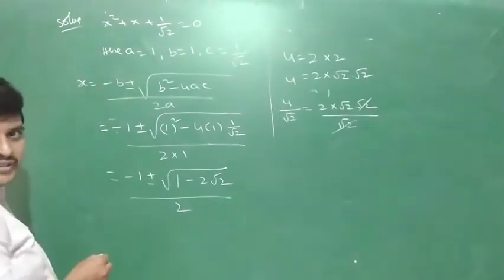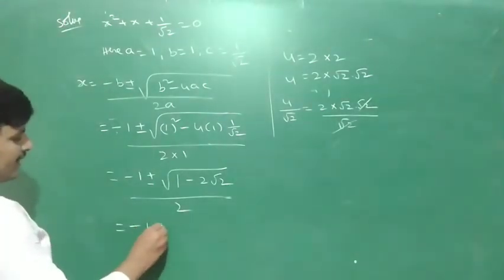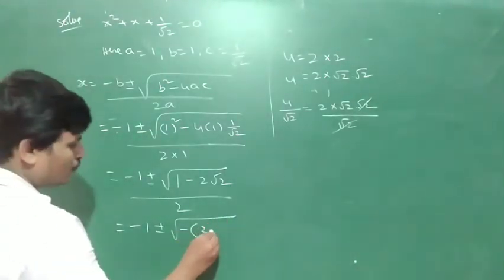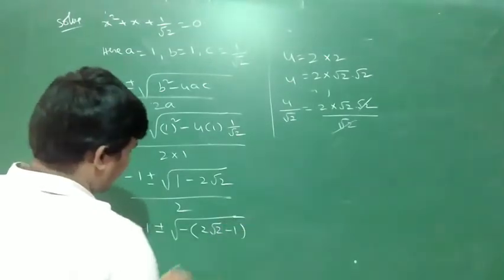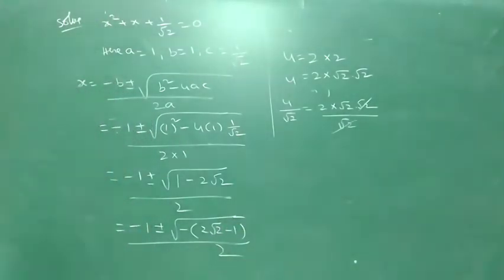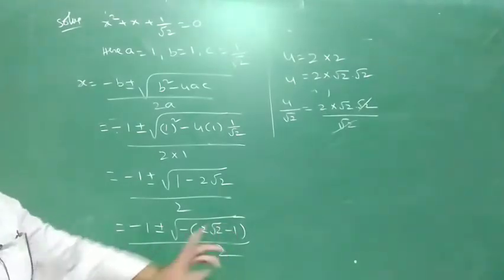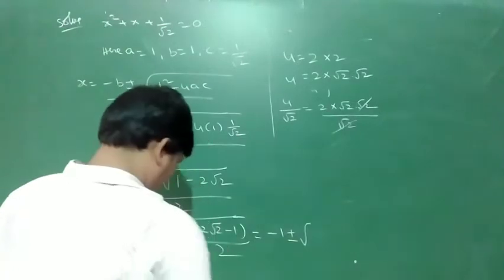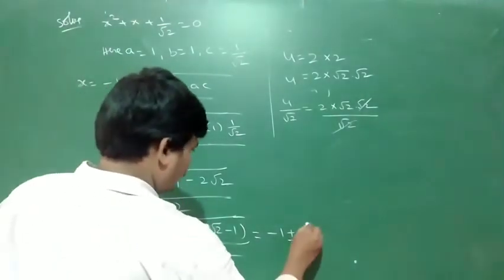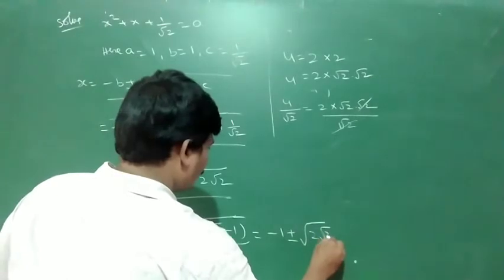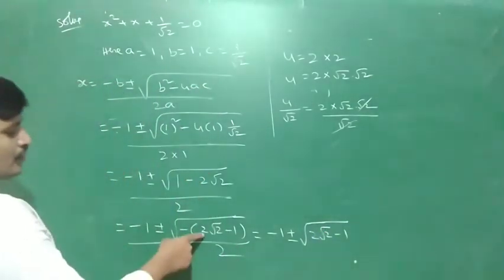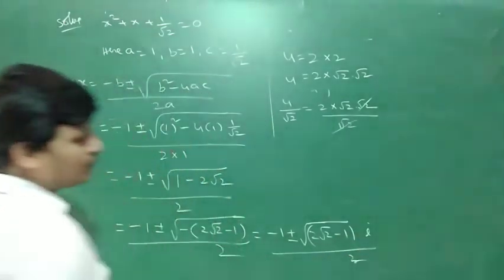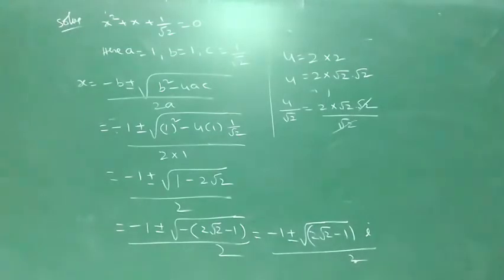This is one of the reasons. Next, another one, complete. Minus 1 plus or minus root of, common with minus, 2 root 2 minus 1 by 2, minus common, 2 root 2 minus 1. So that is equal to minus 1 plus or minus root 2, 2 root 2 minus 1 into i by 2.